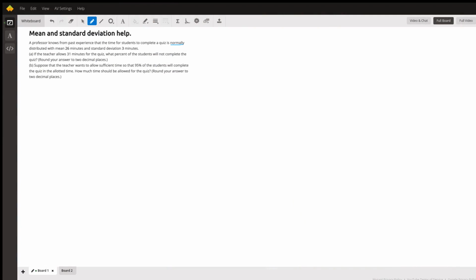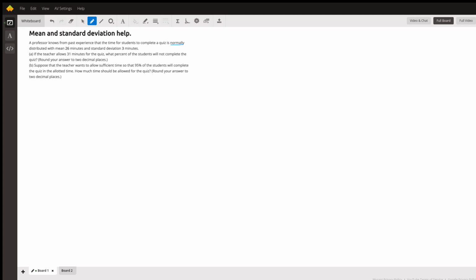Right, hello. I'm going to be helping answer this question about means and standard deviations. So the first thing is, let's read the question. A professor knows from past experience that the time for students to complete a quiz is normally distributed with a mean of 26 minutes and standard deviation of 3 minutes.